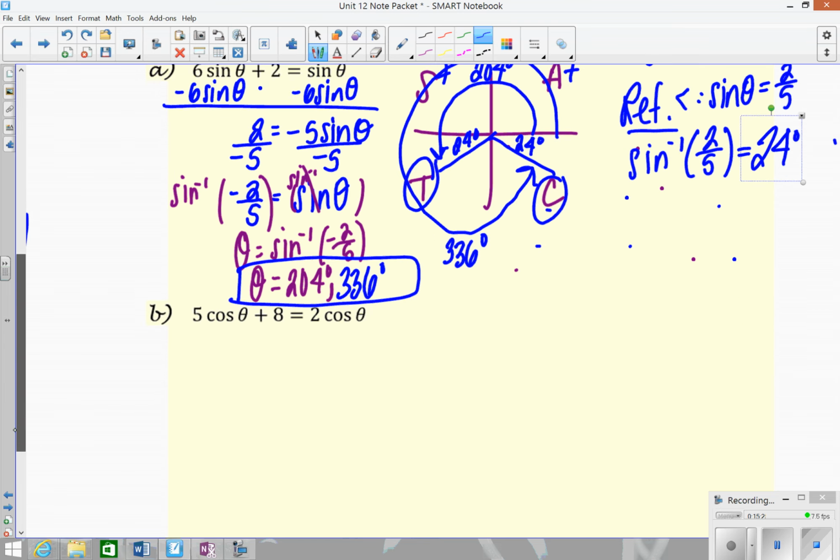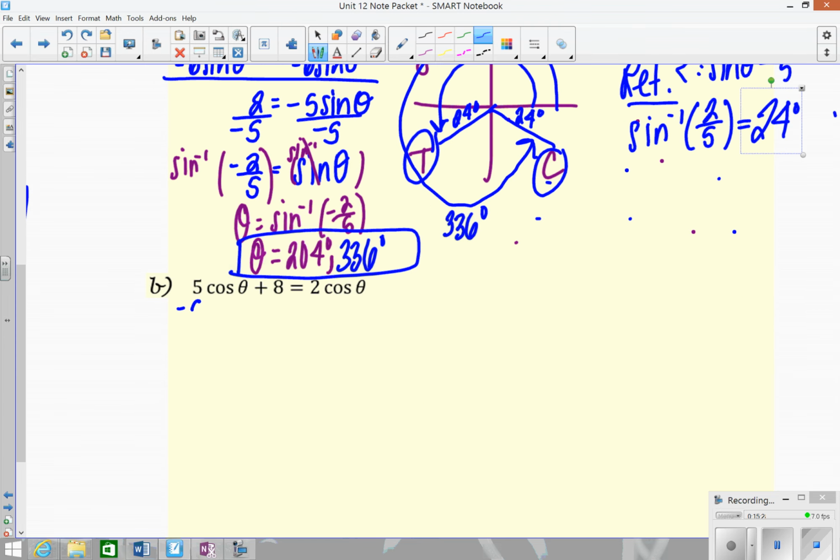So for part B here, now we have cosine, so same thing, get cosine by itself.